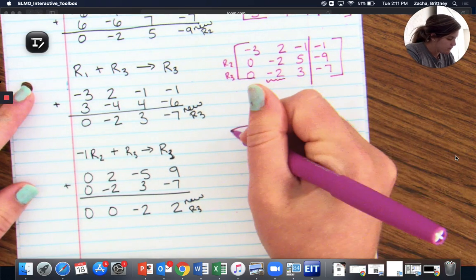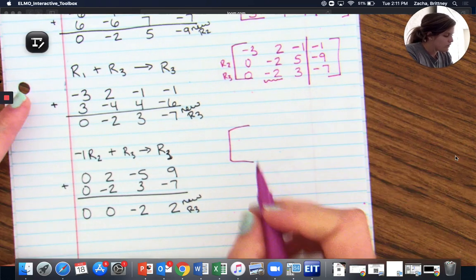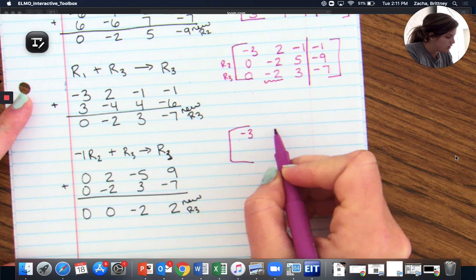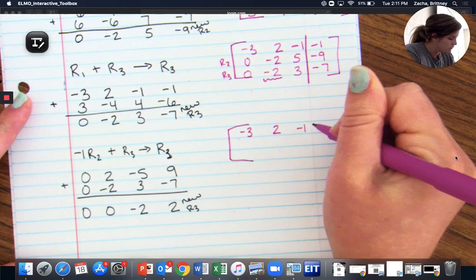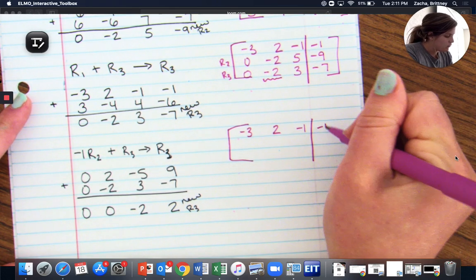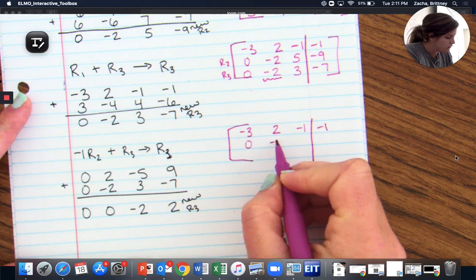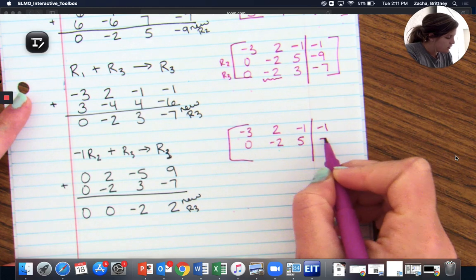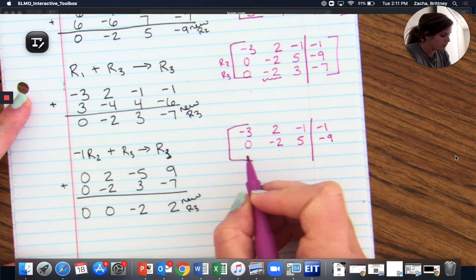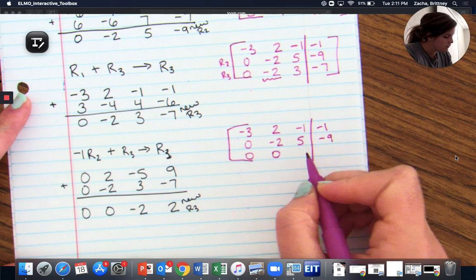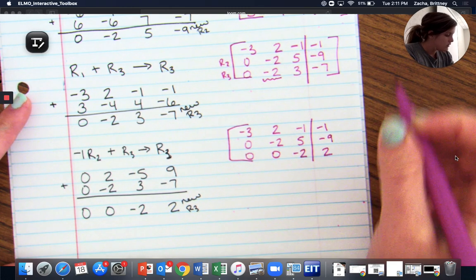Okay. So negative 3, 2, negative 1, negative 1, 0, negative 2, 5, negative 9, and then my new R3 is 0, 0, negative 2, 2.